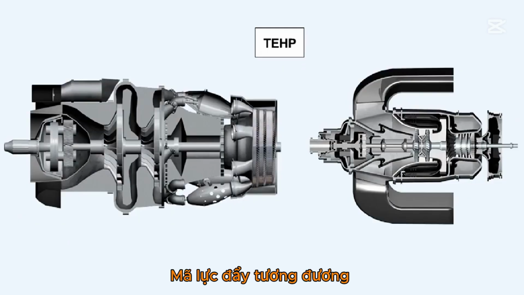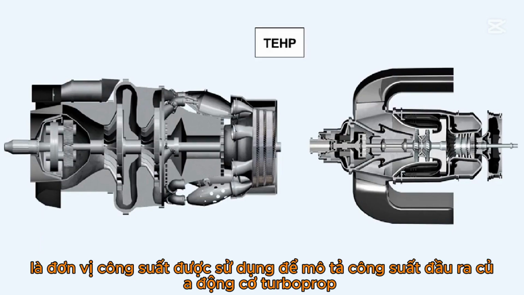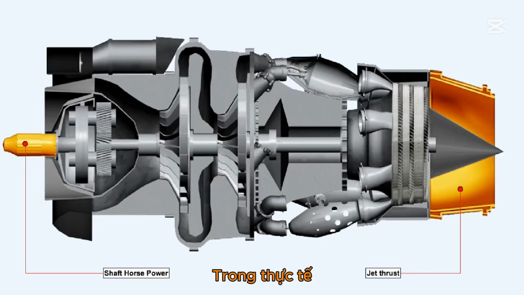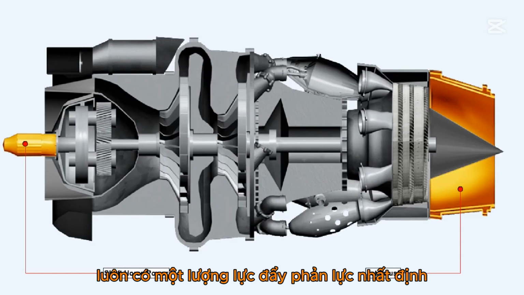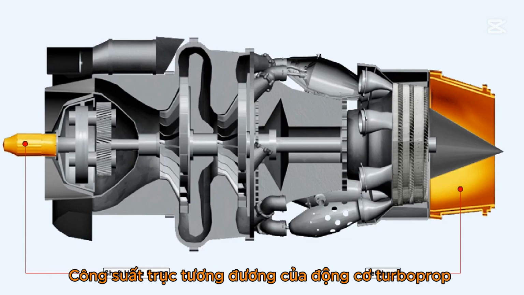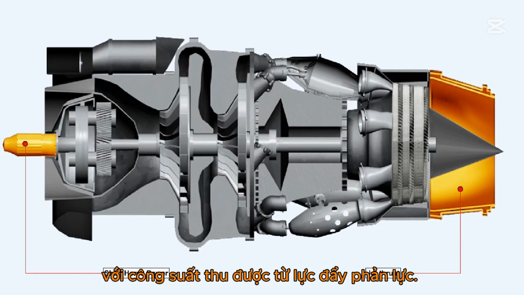Thrust equivalent horsepower, or TEHP, is the unit of power used to describe the power output of turboprop engines, and also some turboshaft engines. In practice, there is always a certain amount of jet thrust in the output of a turboprop engine. The equivalent shaft horsepower of a turboprop engine is derived by adding its shaft horsepower output to any horsepower obtained from its jet thrust.